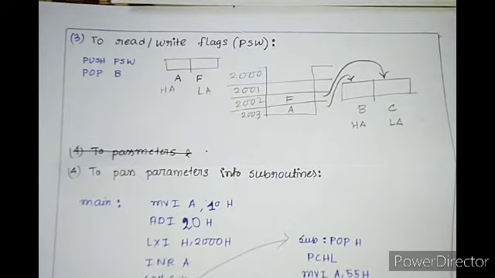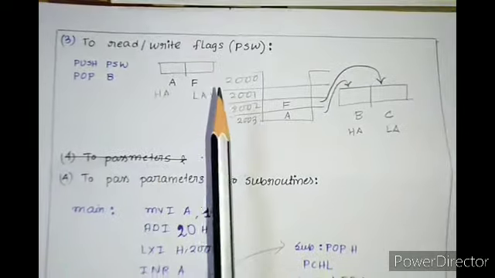Next use is to read or write flags. Now you know that the flag register is a special purpose register. We can't directly access the value stored in the flag register. For that we need a special instruction, that is PSW, program status word. I've already discussed this instruction in my instruction videos, please watch them. So how can we access flag registers? For that we need to use stacks. Now PSW is a combination of accumulator and flag register.